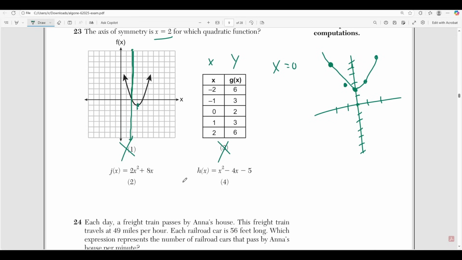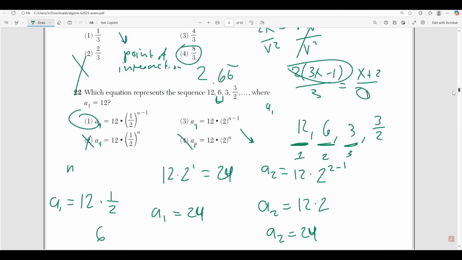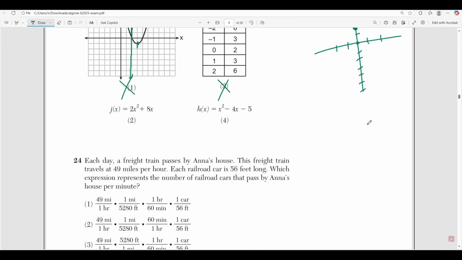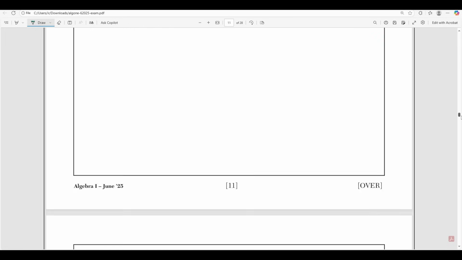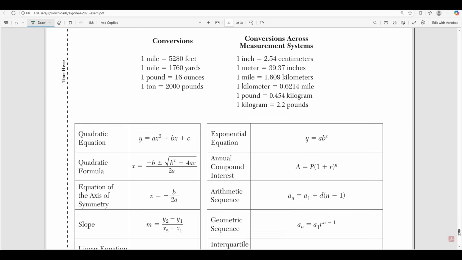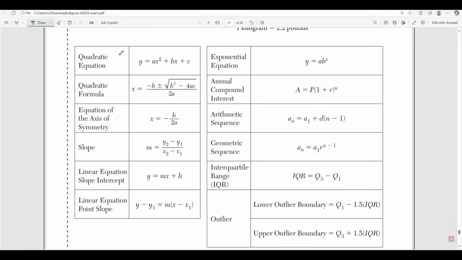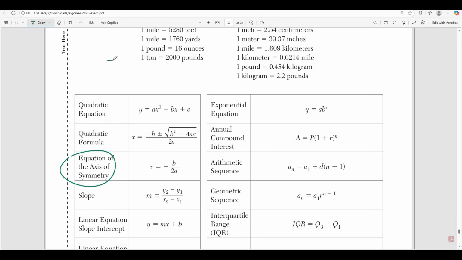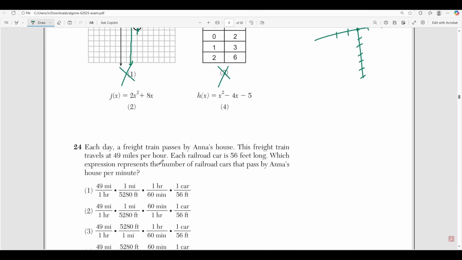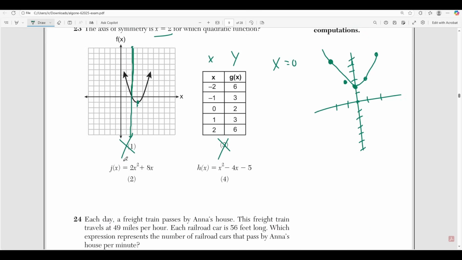So now it's between j of x and h of x. The way we can look at this is in our reference table. First of all, we can either graph one of these out and see where the vertex falls, but we can also use the formula in the back of our test. If we go all the way to the back of our test, we can see that the equation of the axis of symmetry is equal to -b over 2a. Okay, so -b over 2a. Let's scroll back to our work over here. This is our a, this is our b, and this is our c.